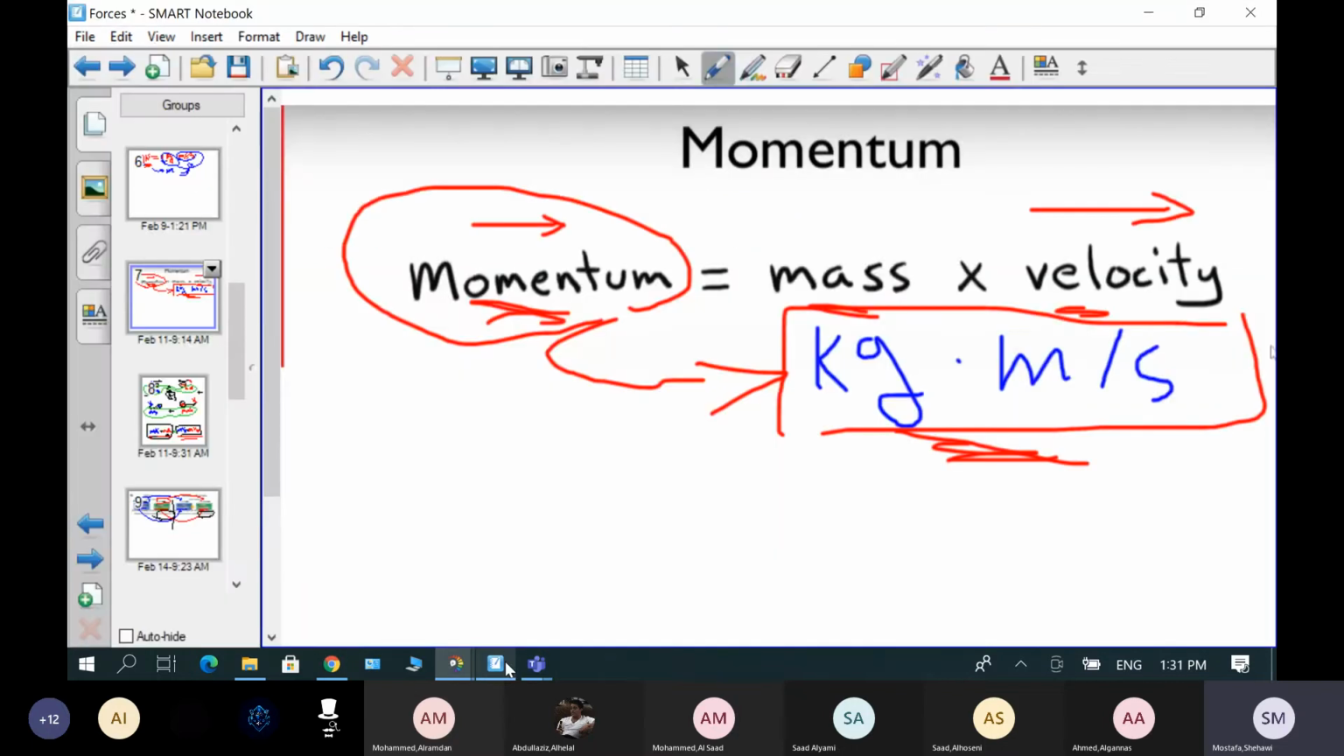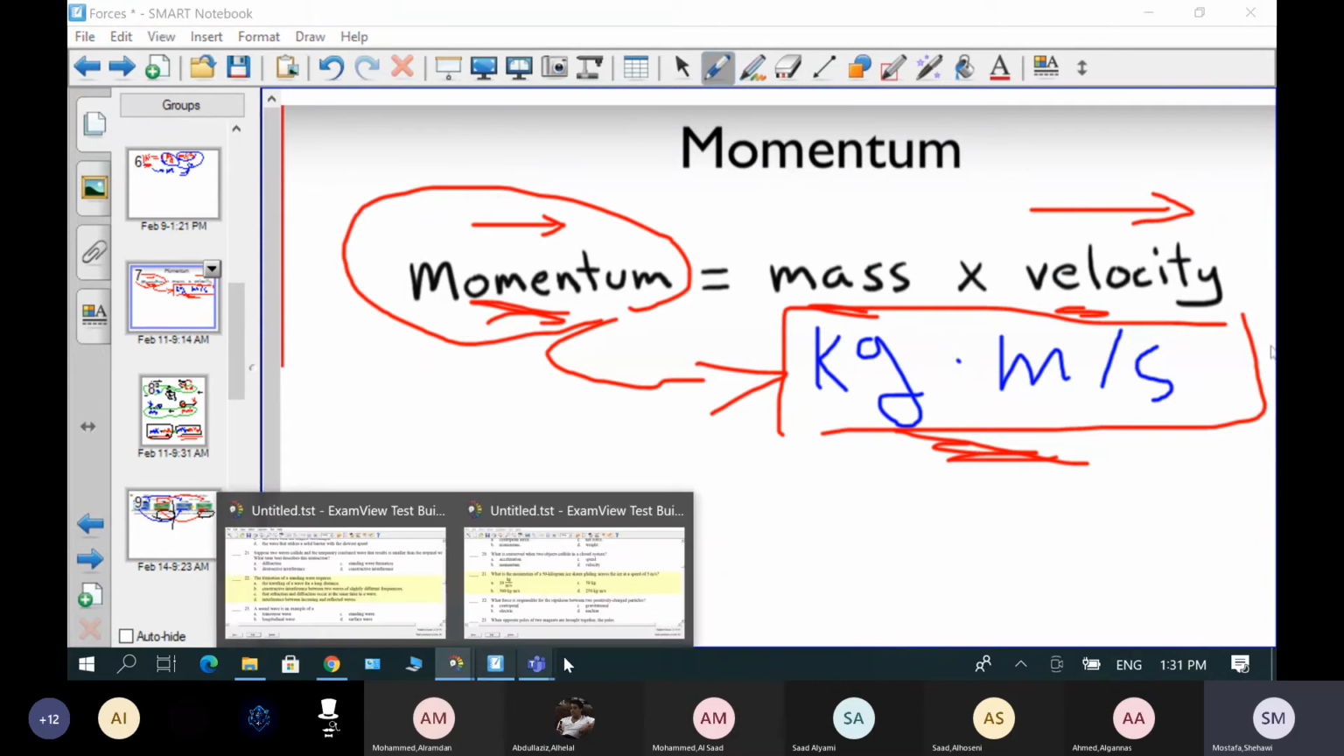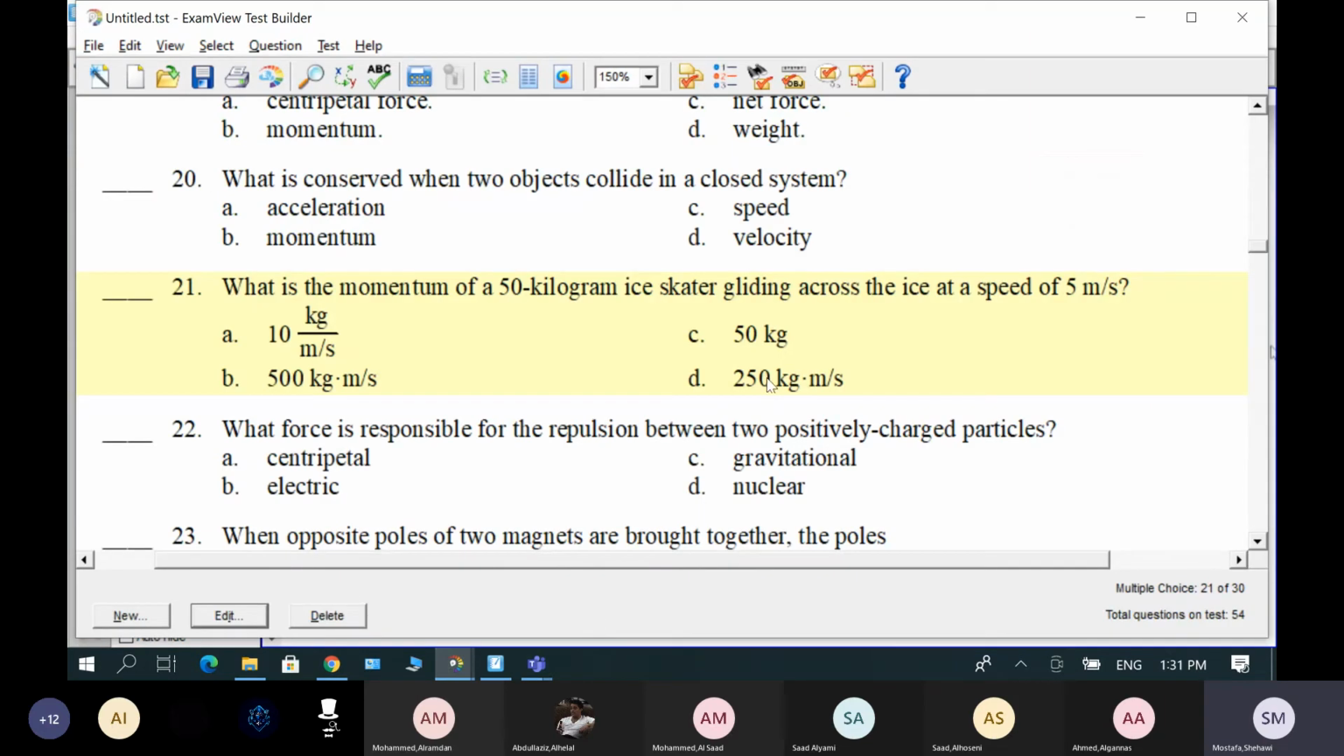Again, that's it. Momentum equals mass multiply velocity. Mass is 5, velocity is 50. So 5 multiply 50 is 250, and the units are kilogram meter per second. So the answer is D.